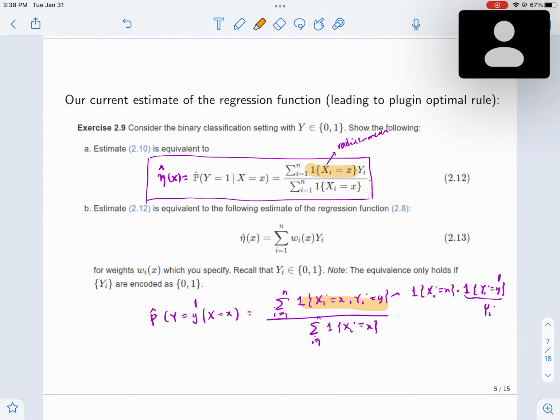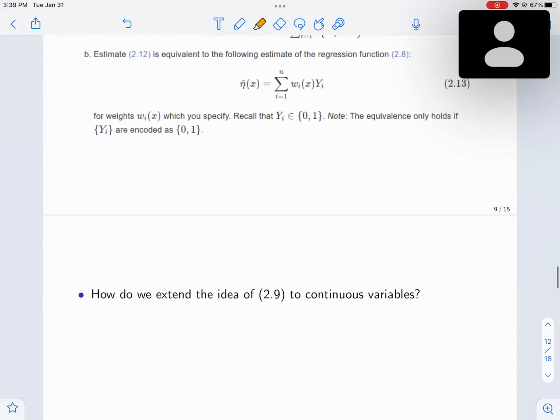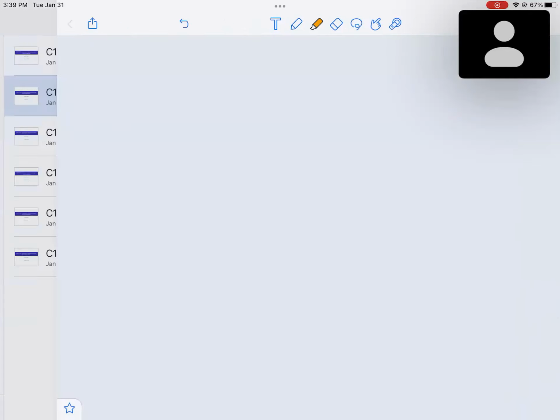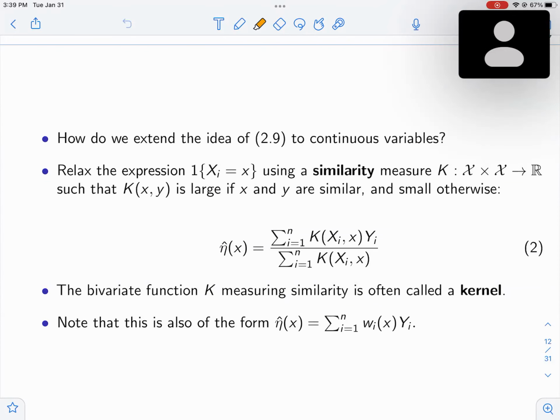So what we can do instead is try to replace that indicator. It used to be like this: eta hat of x is the summation i from 1 to n of indicator xi equal x times yi, divided by the summation i from 1 to n of indicator xi equal x.